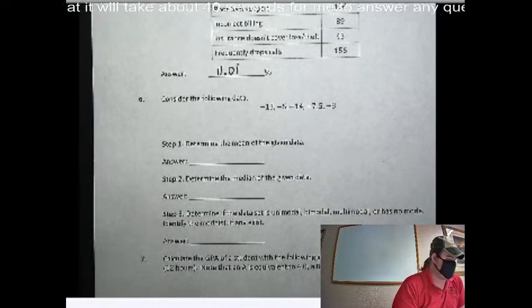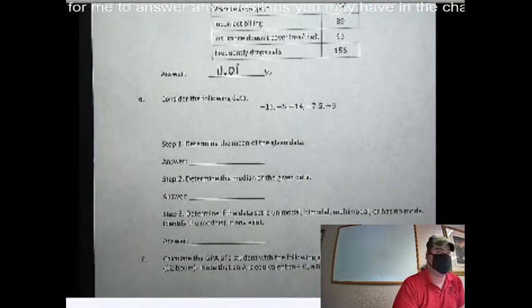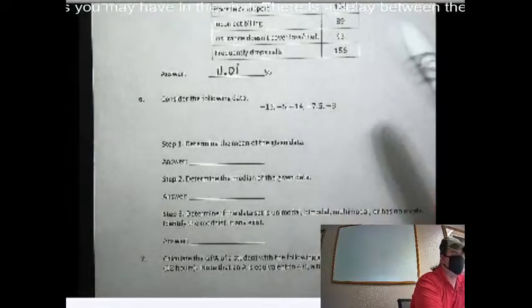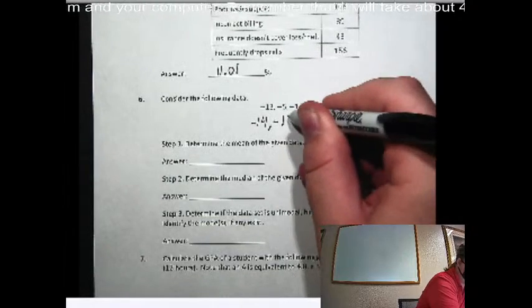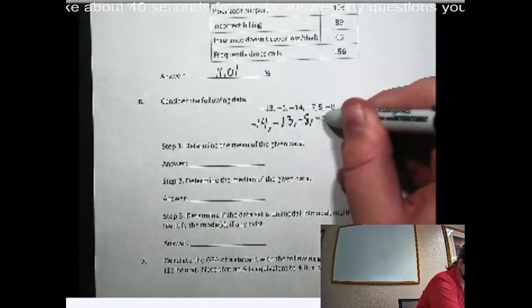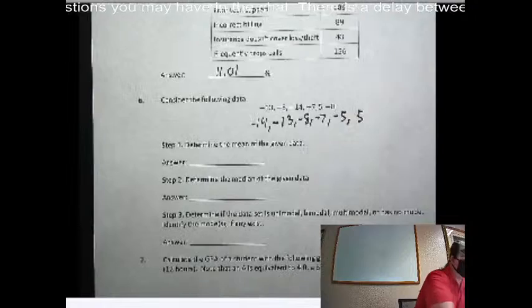So next one says determine the mean of the given data, determine the median, and the mode if there is any. Okay, so we've got negative 13, negative 5. Okay, we need to set this up in order. So let's see, negative 14 looks like our smallest. And then negative 13, negative 8, negative 7, negative 5, and just regular old 5. All right.